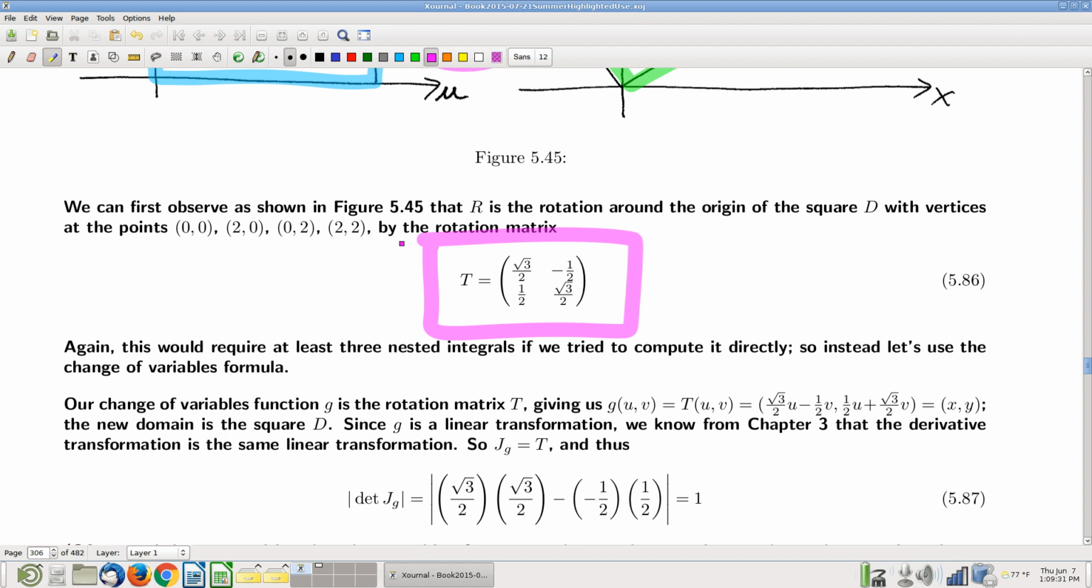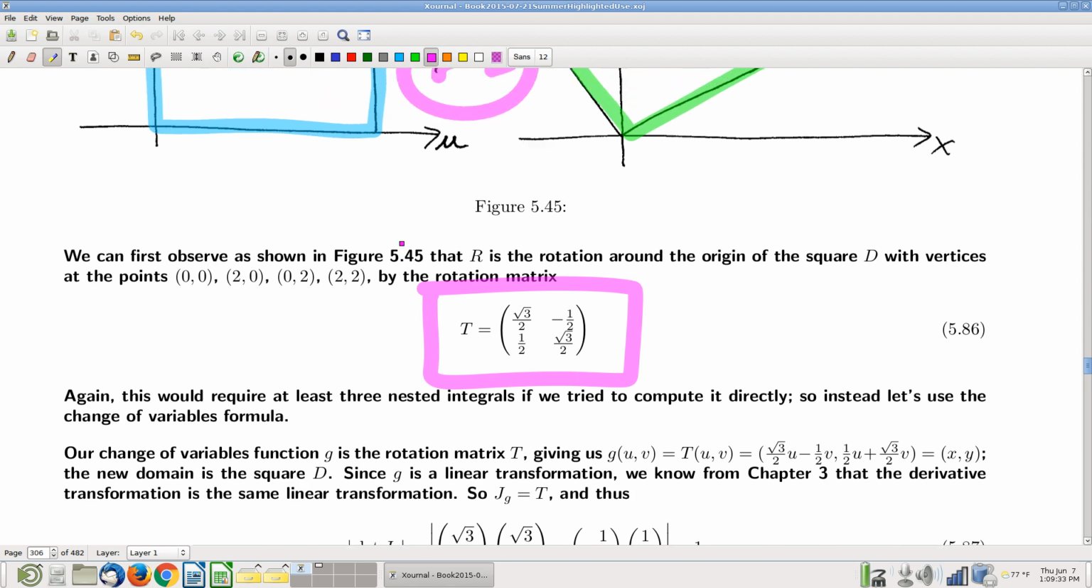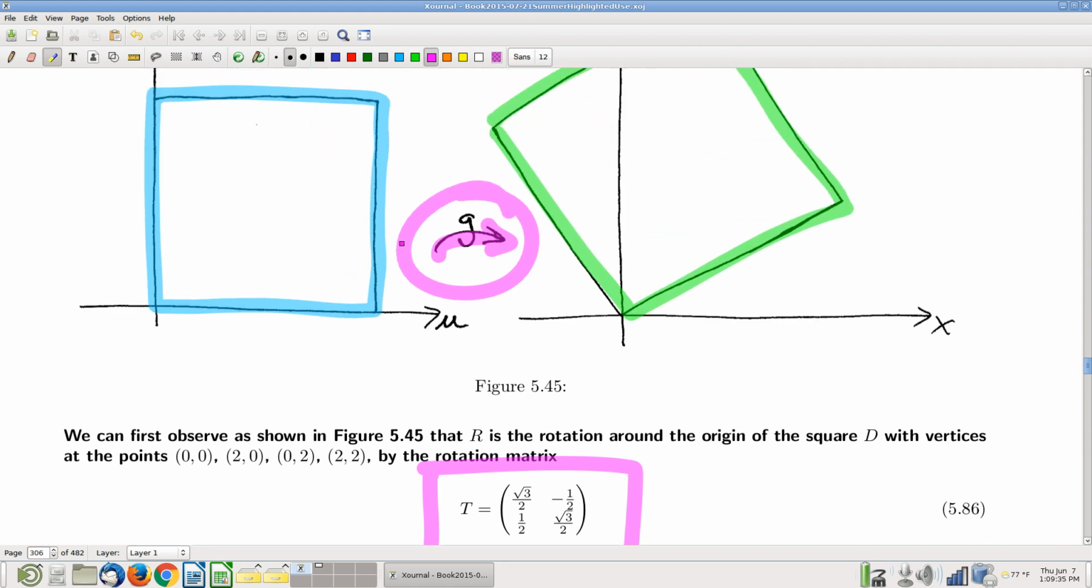So this is an example where you can find your own change of variables function. I mean, it's a highly specific and narrow instance. But if your change of variables is a rotation, you know how to write that down.